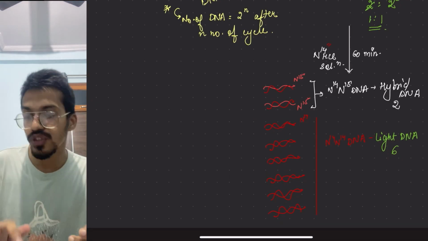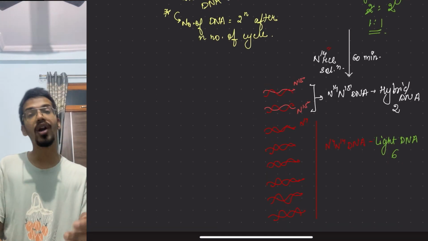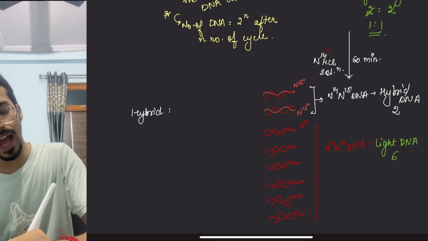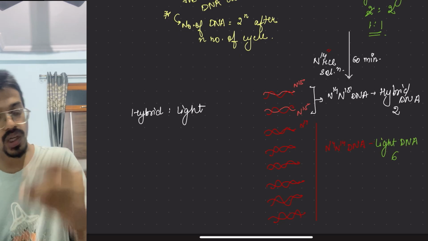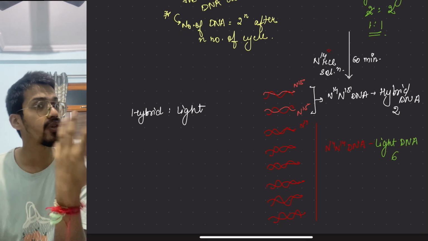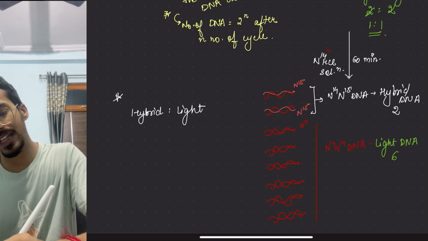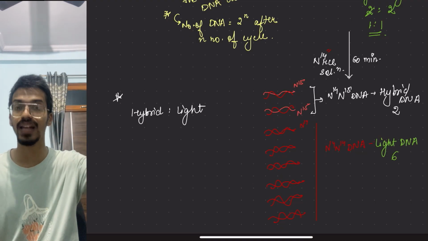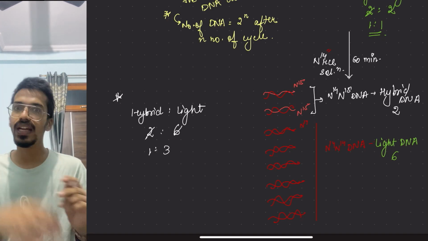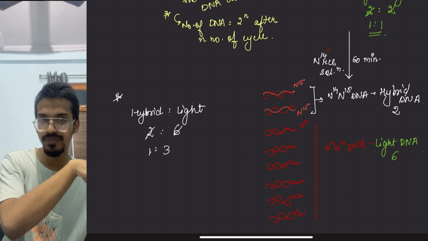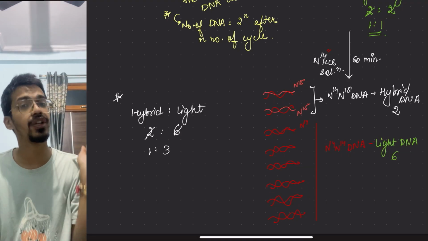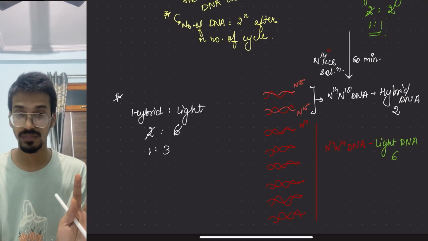So if someone asks you, after 60 minutes, what would be the ratio of hybrid versus light? Look in the question: if light is written first and hybrid later, you write it like that, or your answer will be wrong. Very important. My question was hybrid versus light. So hybrid is 2, light is 6. You cut it, 1:3. But if by mistake you write light first and hybrid later, this will become 3:1, and that option will be given to you in your MCQ. So don't get confused. Okay.